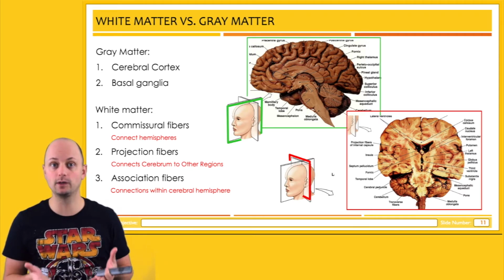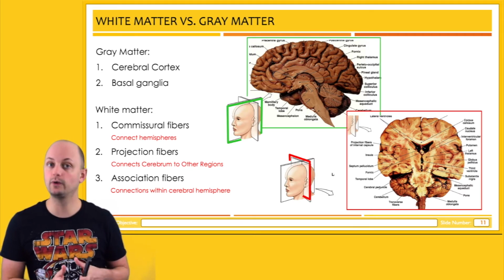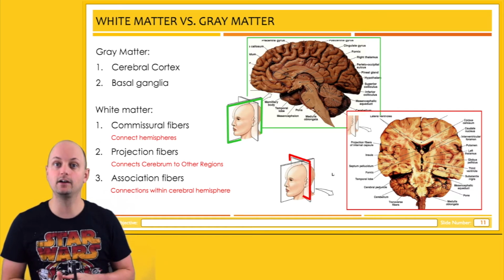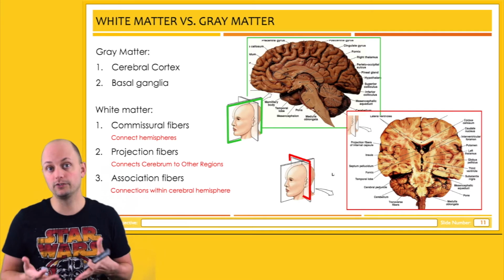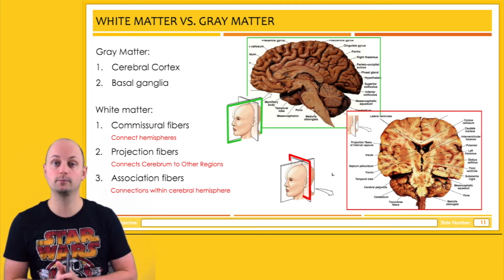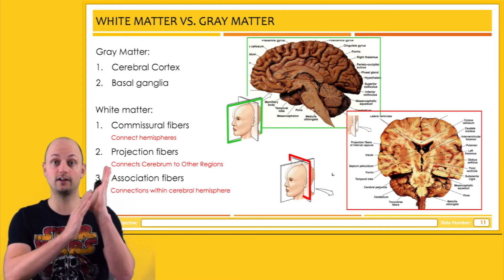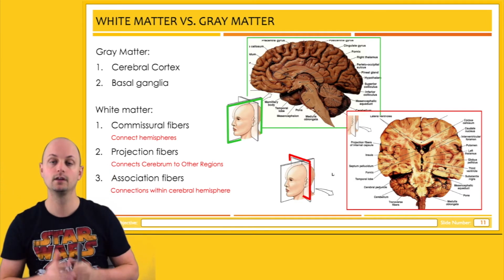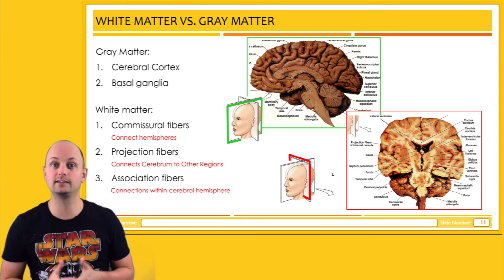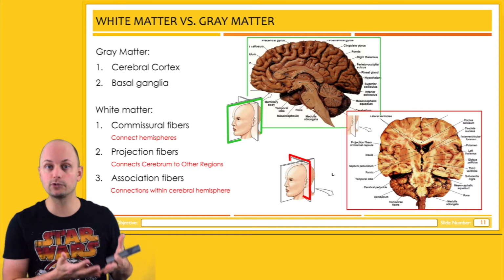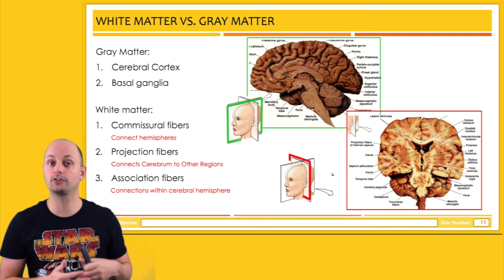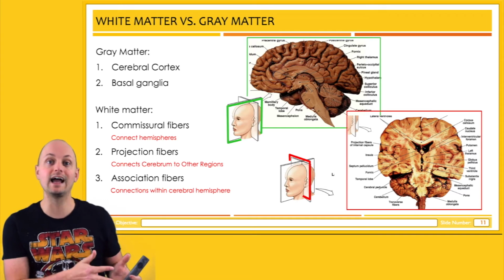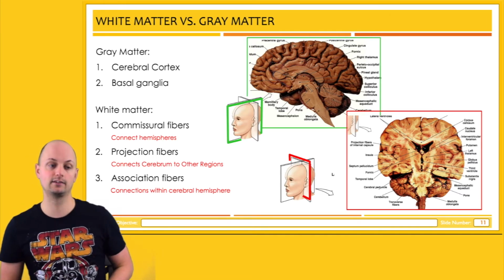The axons in the white matter in the brain are referred to as fibers, and they often connect different structures to each other. So, for example, the commissural fibers connect structures on the left to the structures on the right hemisphere of the brain. Association fibers connect different structures within the same cerebral hemisphere or side. The projection fibers connect the cerebral cortex to regions outside of the cortex.